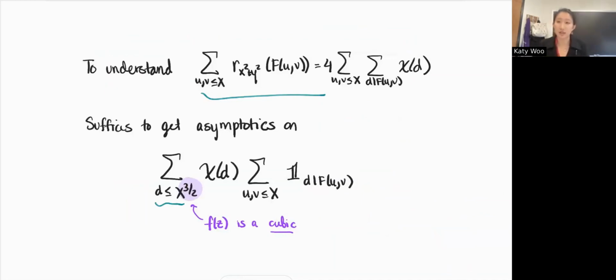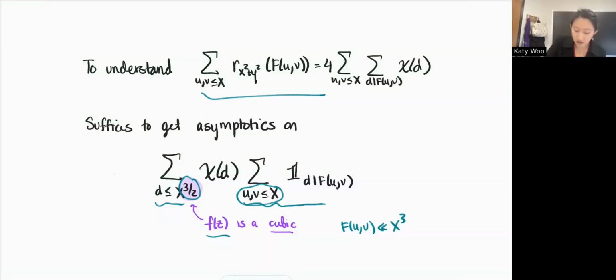And so this reduces us to understanding, instead of this sum, the sum over divisors d up to x to the 3/2 of chi of d, and then now the number of u and v up to x, such that d divides f of uv. And where did this 3/2 come from? Well, it came from the fact that f was a cubic and u and v are of size at most x. So that means that f of uv is of size at most x cubed. And then we split up our divisors by when they were the square root of f of uv. So that's where the 3/2 is coming from.